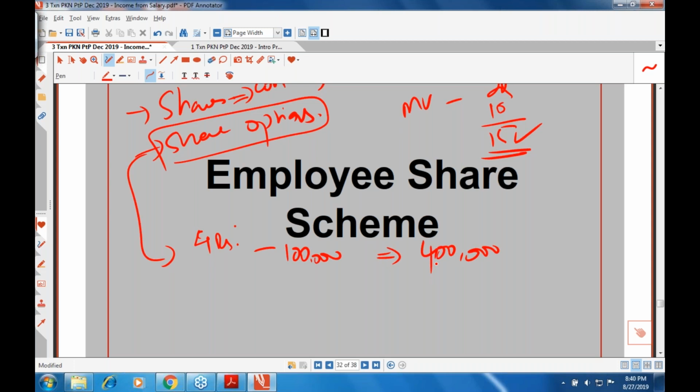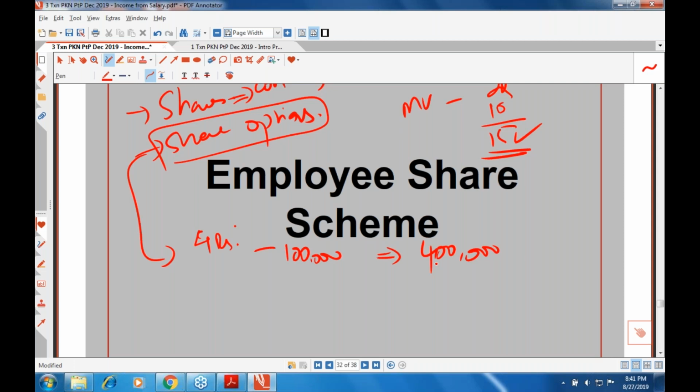Now, the concept that we need to understand is what amount is to be included in the salary income and at what time we need to include that amount into the salary income. That is what we need to understand. Now let's try to understand this.